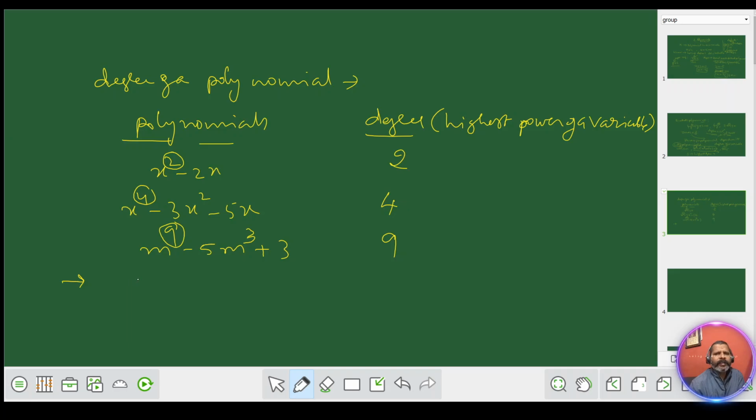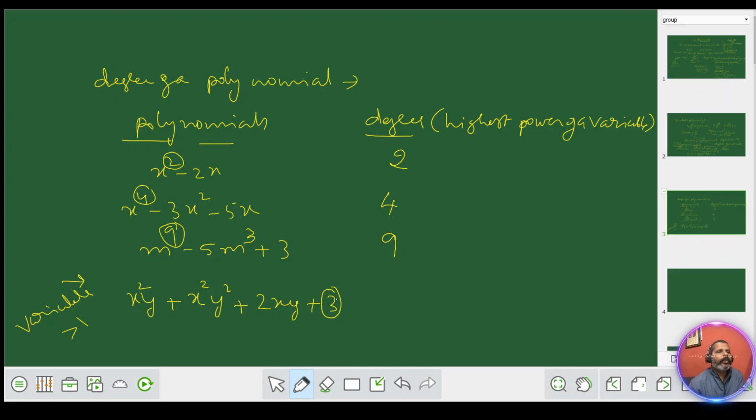Though it is not in scope, I'll just explain. What if more than one variable is involved in the expression? Let's see. x square y plus x square y square plus 2xy plus 3. What is the degree for this? Because here the variable is more than one, in this case you have to find the degree for each term, then find the highest among each term.